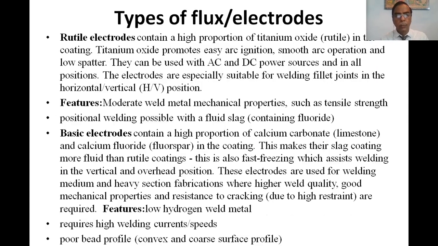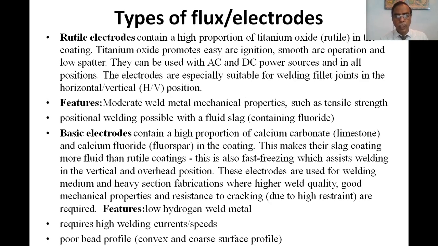Rutile electrodes contain a high proportion of titanium dioxide, rutile, in the coating. Titanium oxide promotes easy arc ignition, smooth operation and low spatter. They can be used with AC and DC power sources in all positions. The electrodes are especially suitable for welding fitted joints, in horizontal or vertical positions. Features: moderate weld metal mechanical properties such as tensile strength, positional welding possible with a fluid slag containing fluoride.